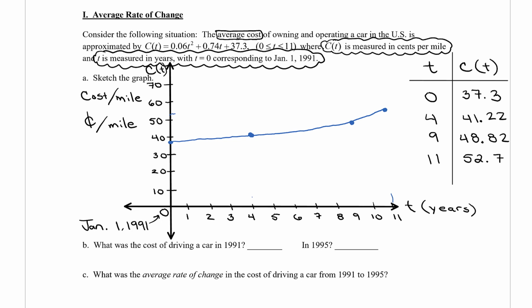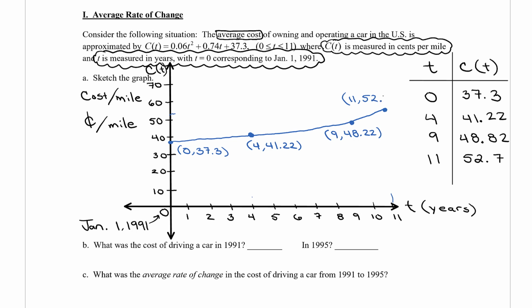So I'm going to label each point with its corresponding ordered pair. So the first one, 0, 37.3. The second one, 4, 41.22. Third one, 9, 48.82. And the last one here is 11, 52.7.